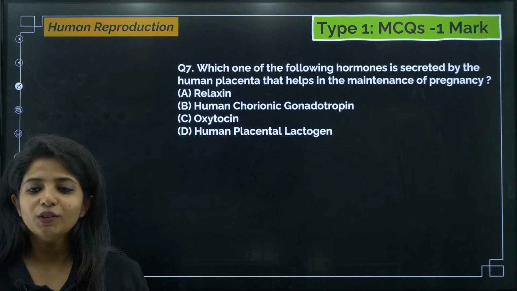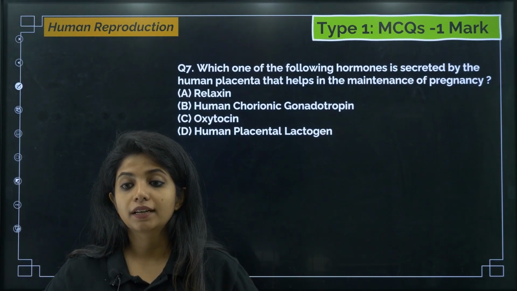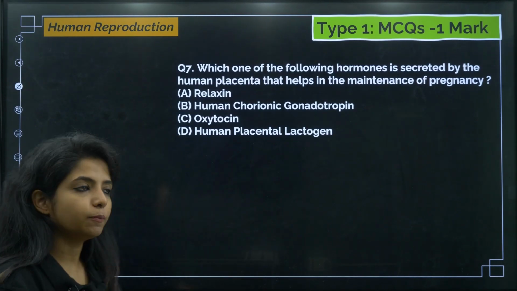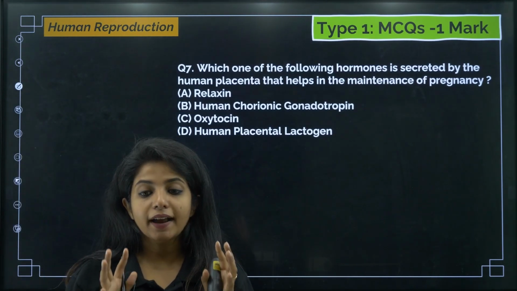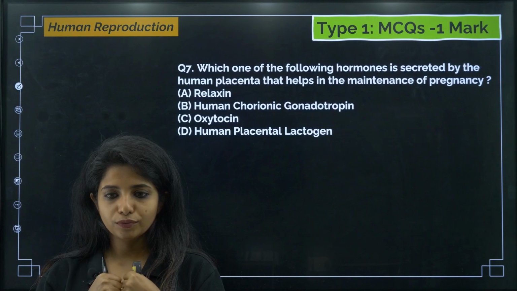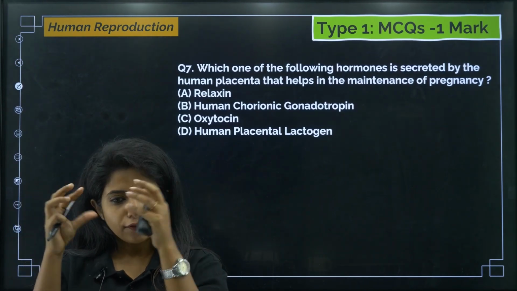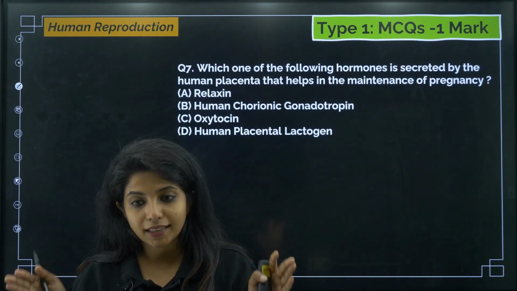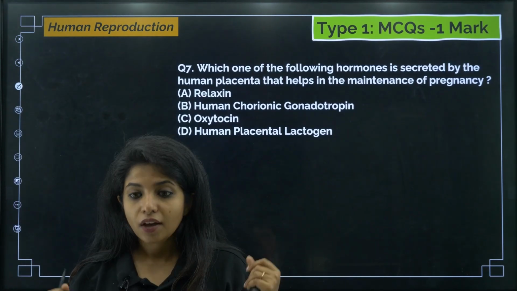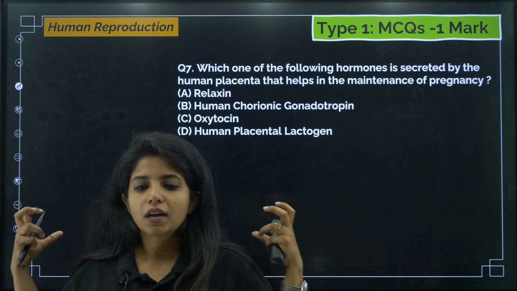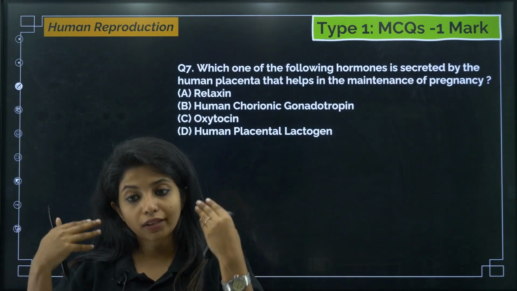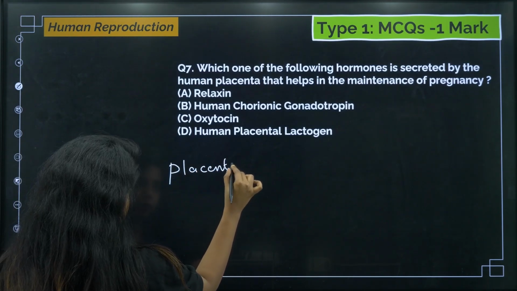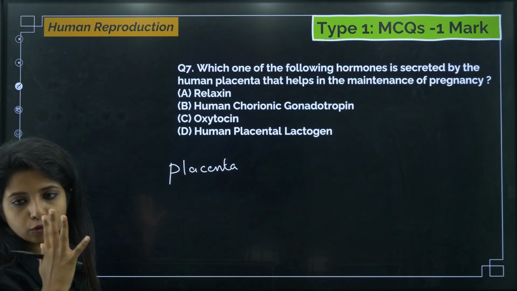Which one of the following hormones is secreted by the human placenta that helps in the maintenance of pregnancy? The placenta is basically a thing that nourishes the embryo. You know sperm and egg fuse, you have the zygote. The zygote forms the embryo, and this embryo goes and stays in the uterus where the placenta is formed, and this placenta helps in the nourishment of the embryo being formed. So the placenta is responsible for giving four hormones.